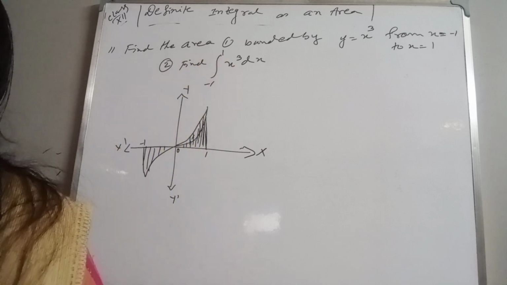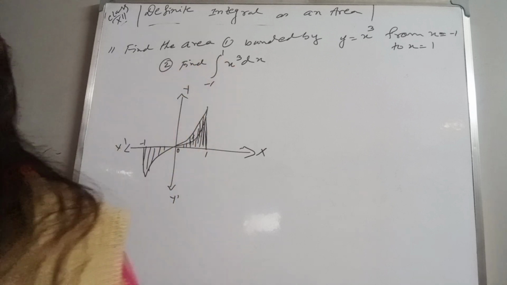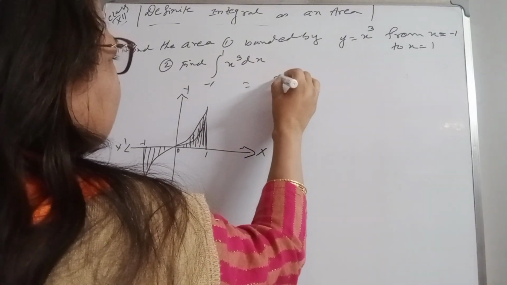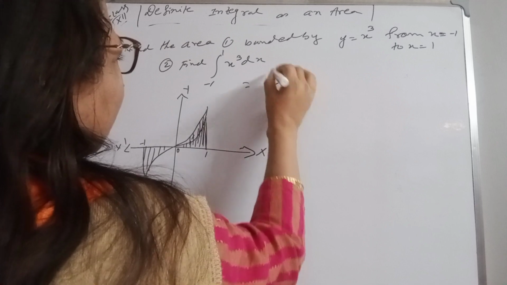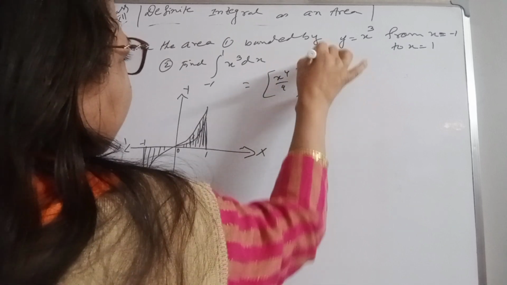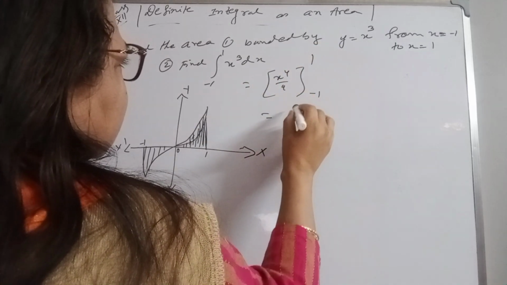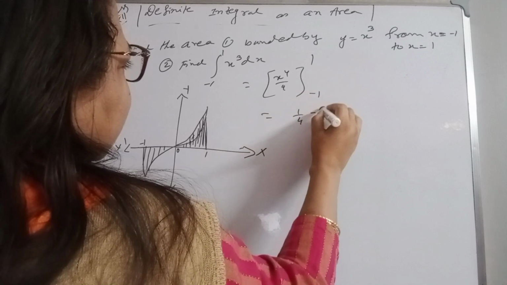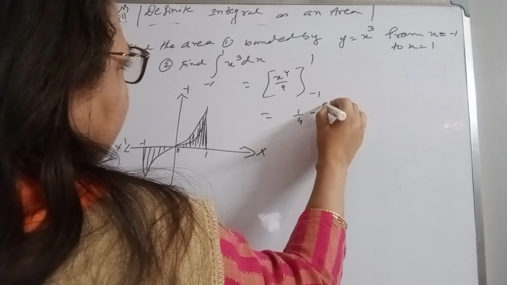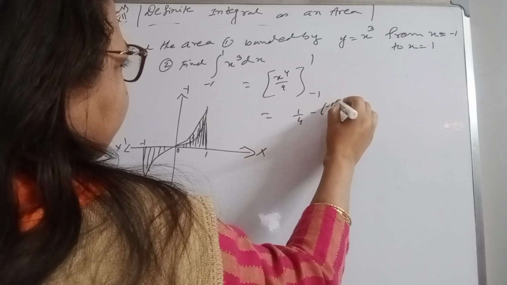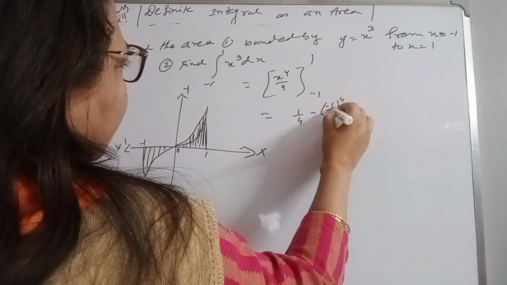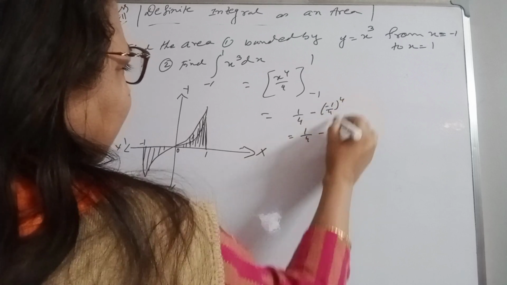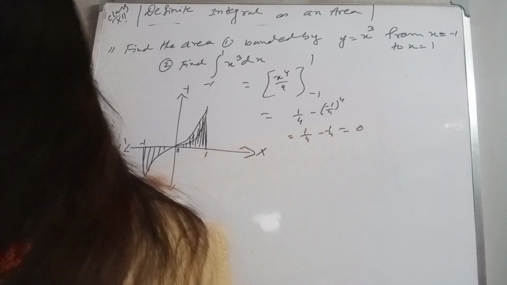Integral of this, what will we get? For number 2 at first, let us do. It is coming x to the power 4 by 4, from minus 1 to 1. So what will we get? It is coming 1 by 4 minus (minus 1) whole to the power 4 by 4. That gives us 1 by 4 minus 1 by 4, that is equal to 0.